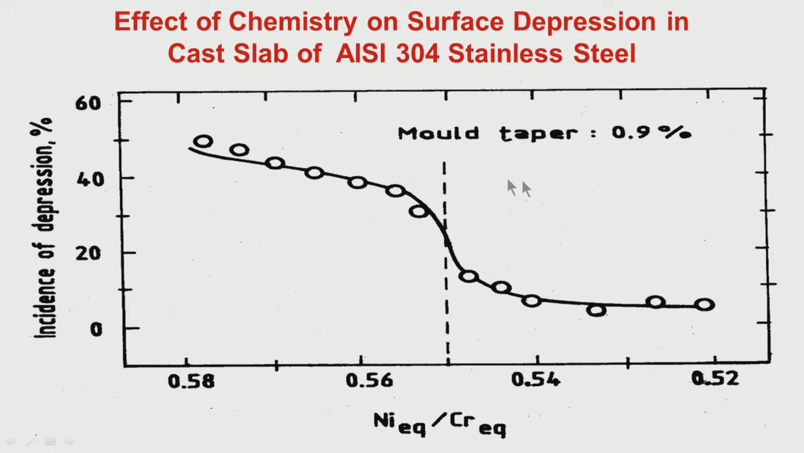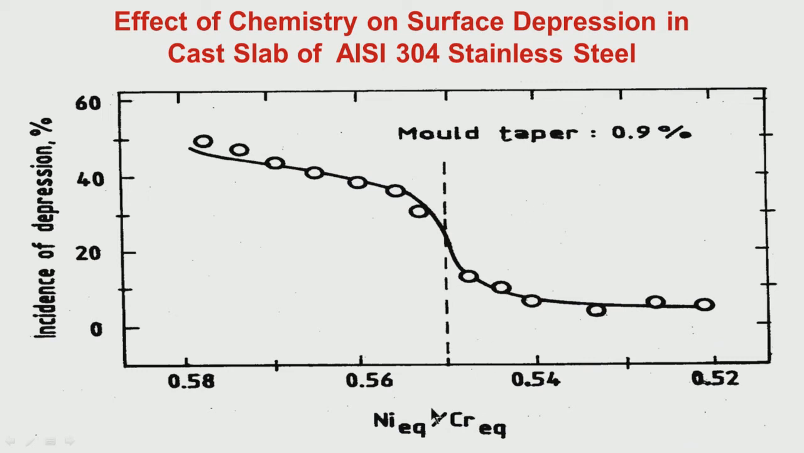So now what is the technique? What can be done? We are keeping whatever precautions are necessary for continuous casting. That means the mold taper is slightly higher, and we are using a proper powder, as I told you, to get good heat transfer in the mold. In addition to that, we are slightly changing the chemistry to bring the nickel equivalent by chromium equivalent to less than 0.55. It is possible because all these elements have certain ranges. Nickel has a range, chromium has a range.